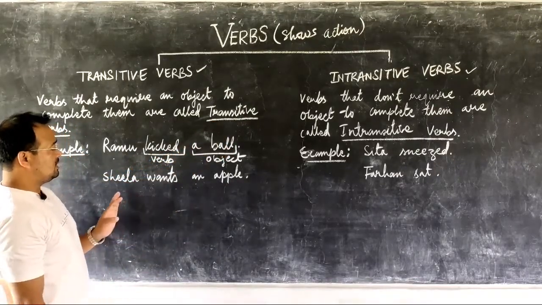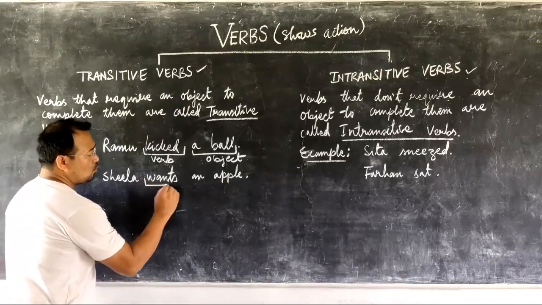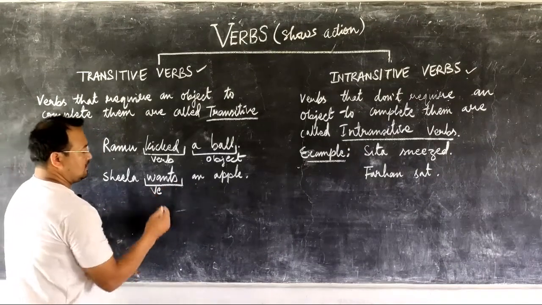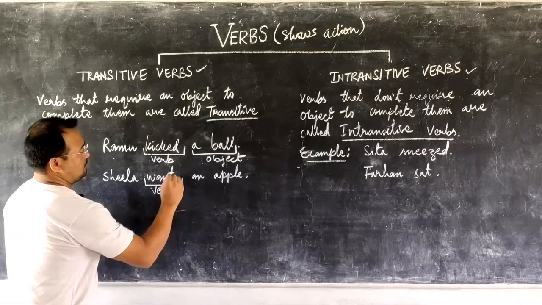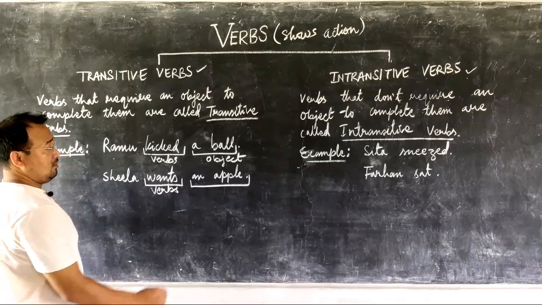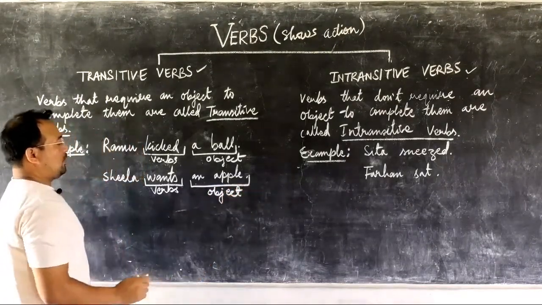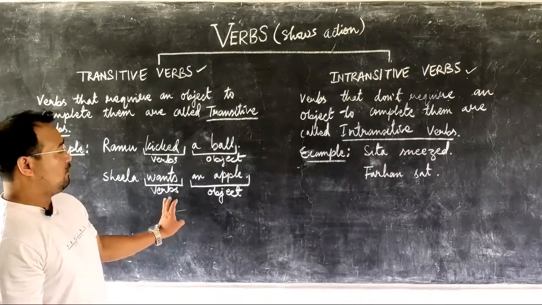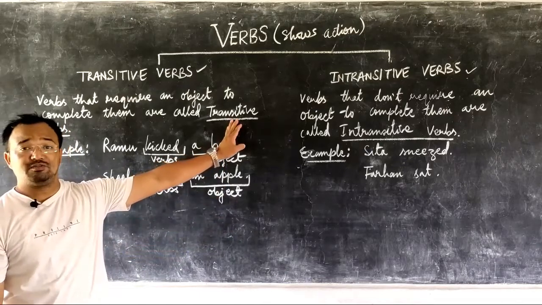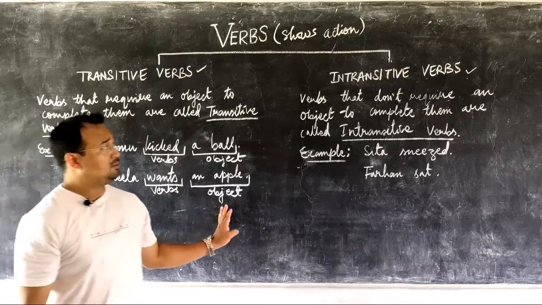Next example, Sheila wants an apple. First of all you have to identify the verb. Wants is a verb because Sheila is performing an action, and an apple is the object. So when you see a sentence which has a verb as well as an object, that type of sentence is called a transitive verb. I hope it is clear to you now what a transitive verb is.